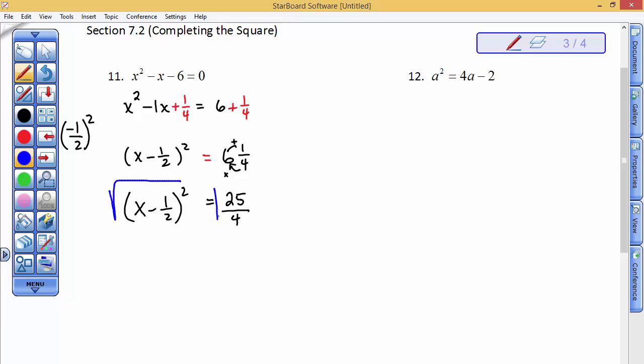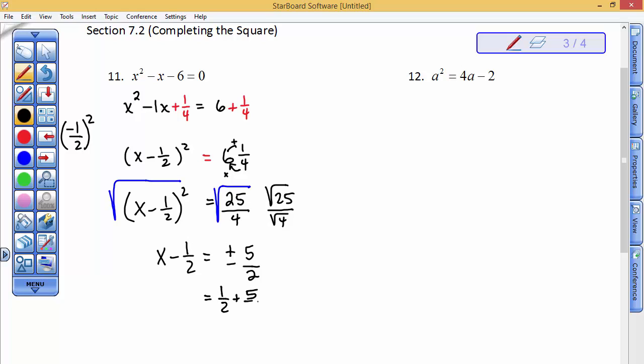So square root here and square root here. The left side is x minus 1/2, and the right side is plus or minus, don't forget. The square root of 25 is 5. The square root of 4 is 2. So again, you can think of this as the square root of 25 over the square root of 4. And then when I move this minus 1/2 right here in front, it's going to become a positive 1/2.